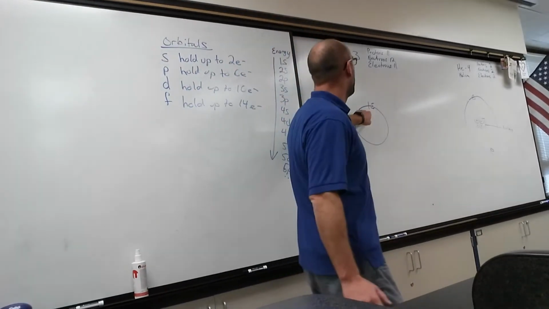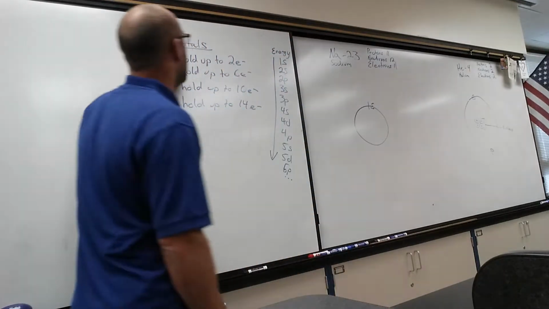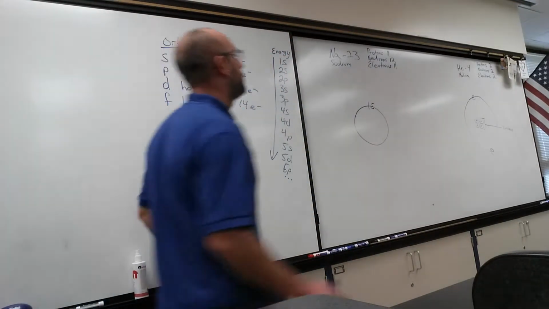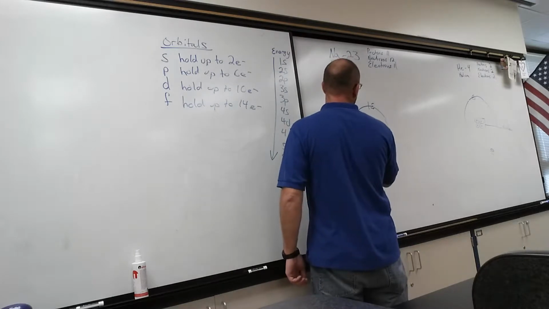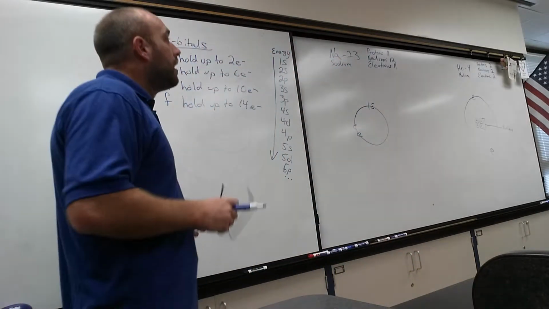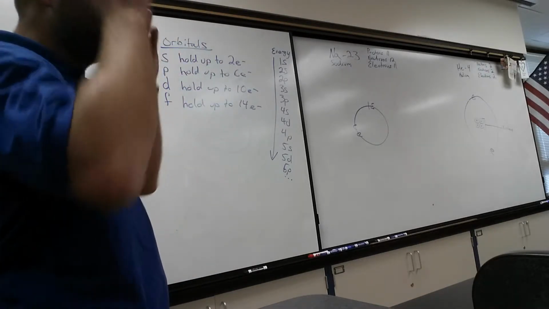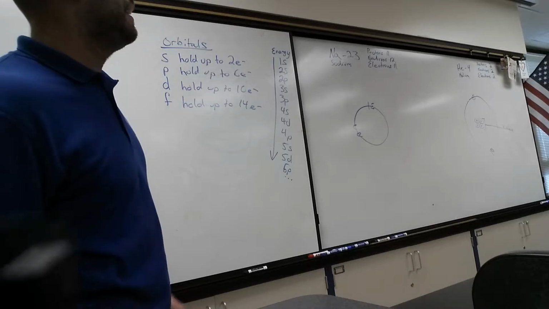So the first one is 1s, right? 1s is the first one. How many electrons can an s hold? 2. So I'm going to put 2 s's on here. 1, 2. You can make circles, you can make dots, you can put minus signs, you can put e's. I will pretty much always put e's on mine.